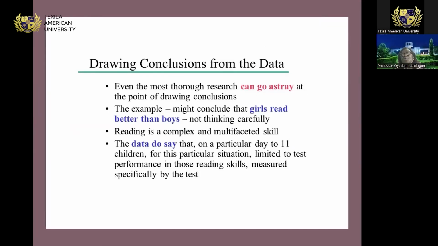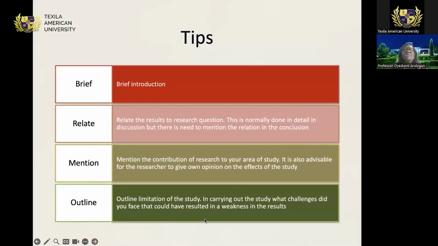And so we should also mind our language in presenting that, so that we don't present a wrong conclusion for the data that we have collected. So our conclusion section should be brief. We should have a brief introduction. We should relate the results to the research question. We should mention the contribution of the research to our area of study. And it's also advisable for the researcher to give his or her own opinion on the effect of the study.